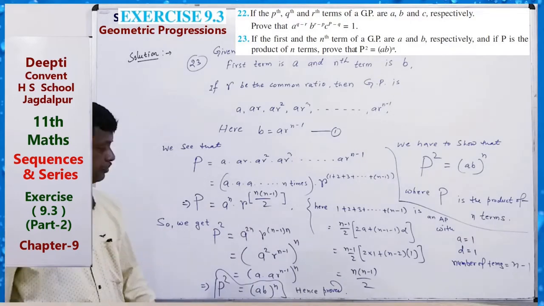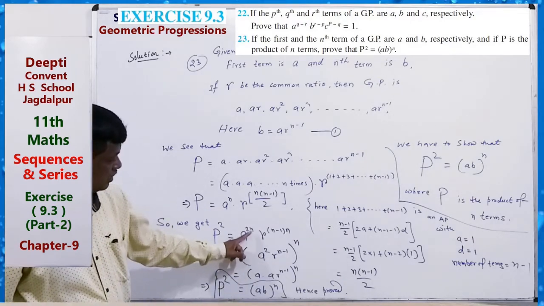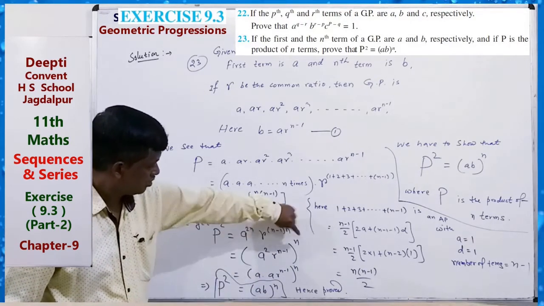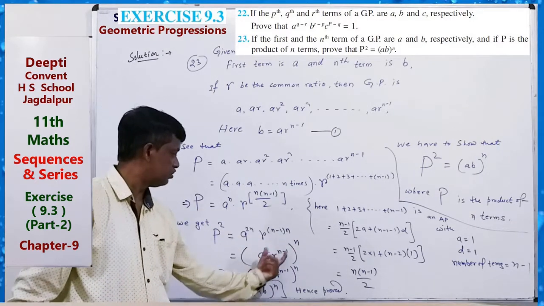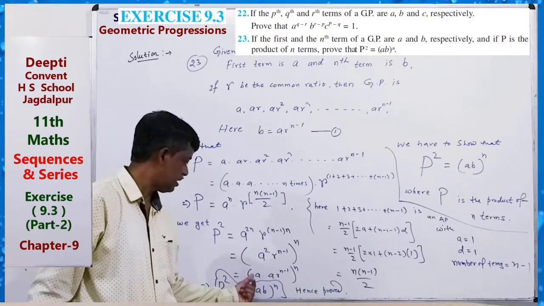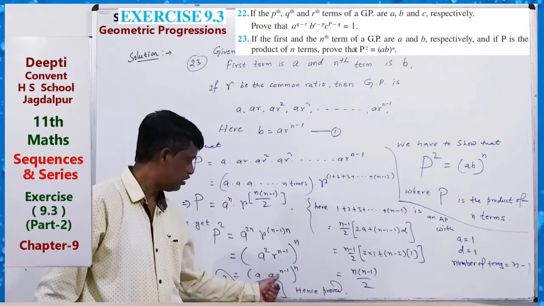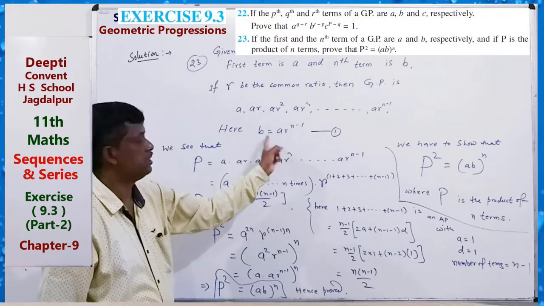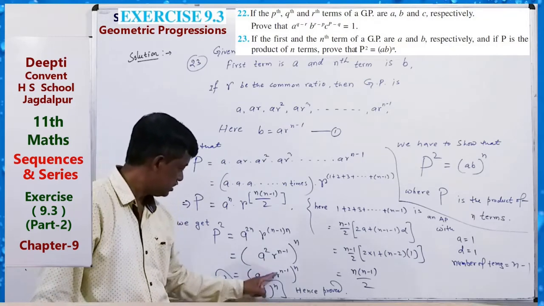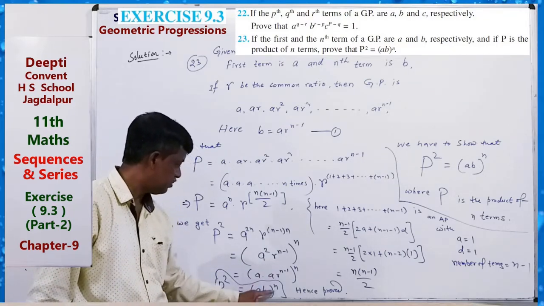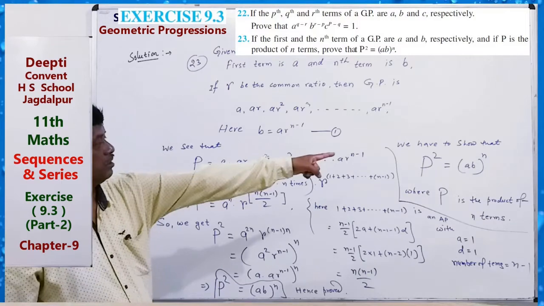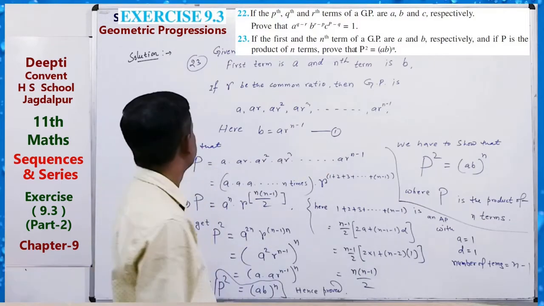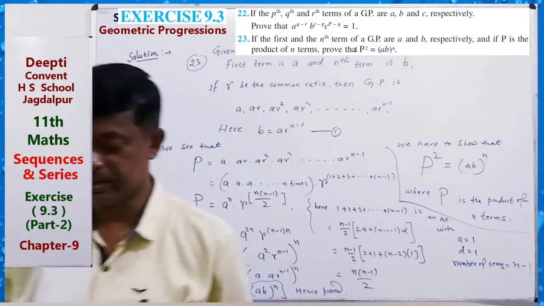Clear? Here A, n, n. So the whole power of this is n. Now A square, A into A R to the power n minus 1. So A R to the power n minus 1 is B. So this is B. A B power n. P square equals A B power n. Okay, so this is question 23.